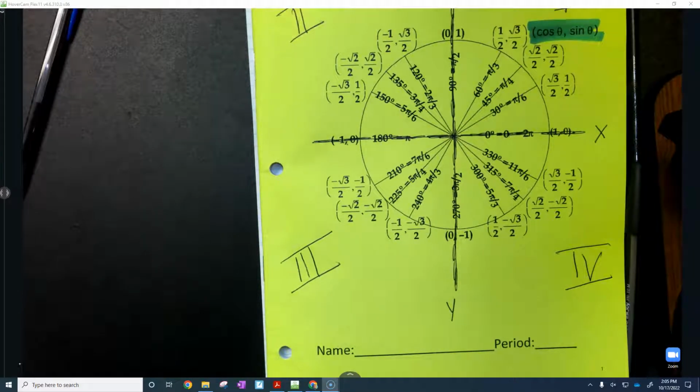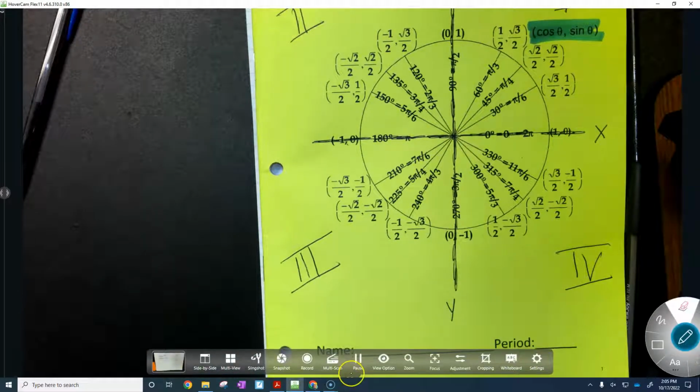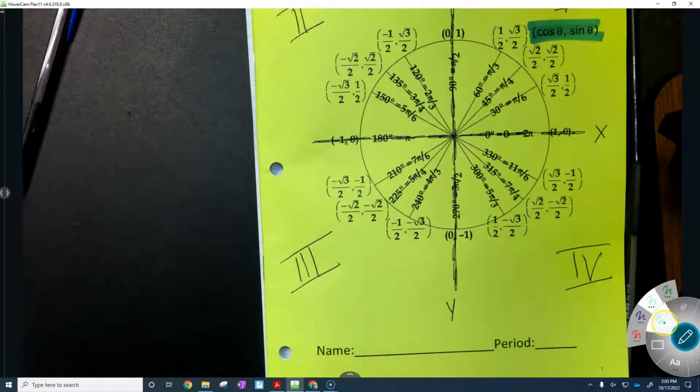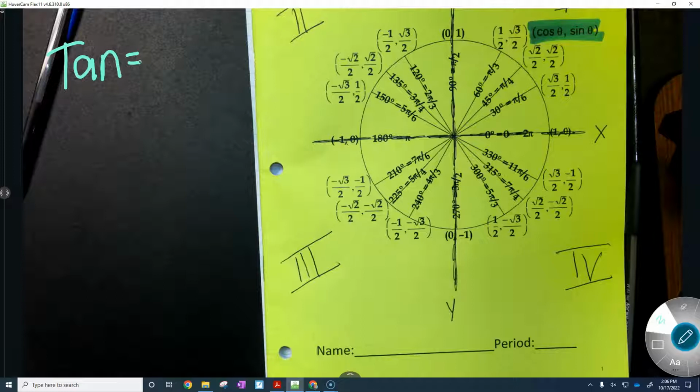So let me get here. No, I don't need that. I need a little pencil. Here it is. All right, listen. What was the formula for tangent, over what over what? Y over x. Good. Remember, this is y over x. But remember, we're dropping x and y now. We're using sine and cosine. So this is sine over cosine.